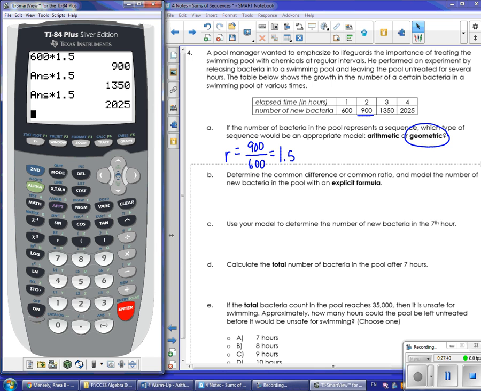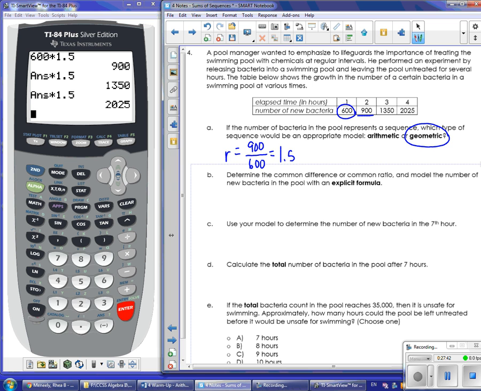I also know in this problem that I started off with 600 bacteria in the pool, so that gives me an a sub 1 value. So if I want to write the explicit formula, we'll have a sub n is equal to a sub 1, which is 600, times my common ratio of 1.5 raised to the n minus 1 power.